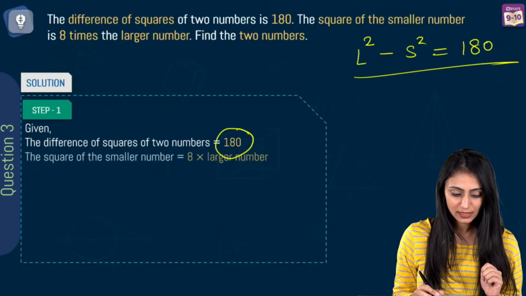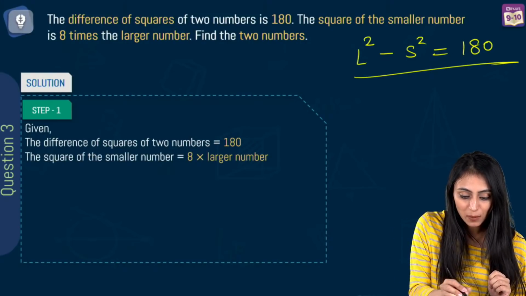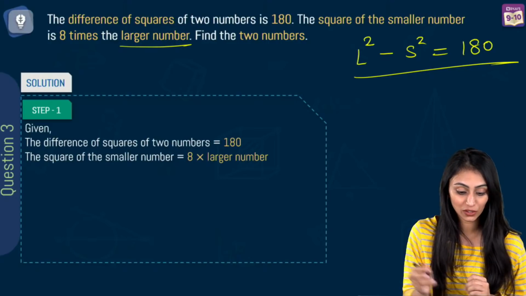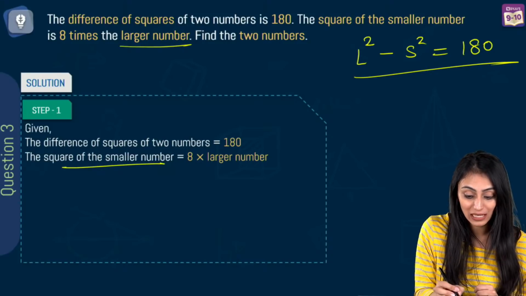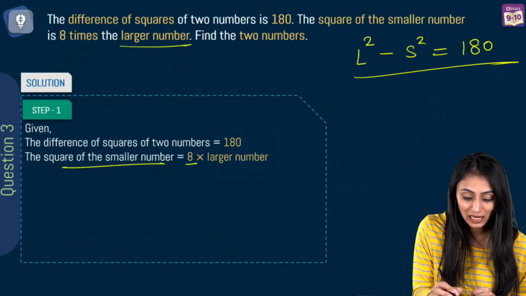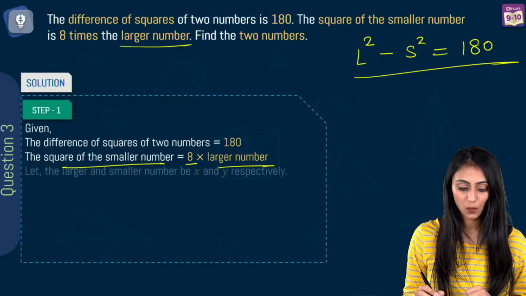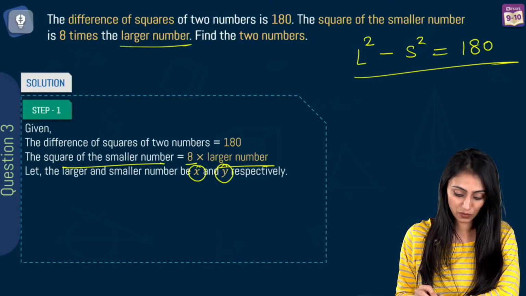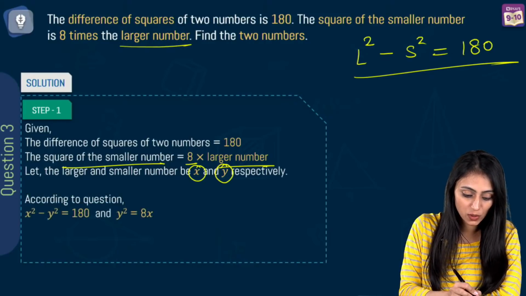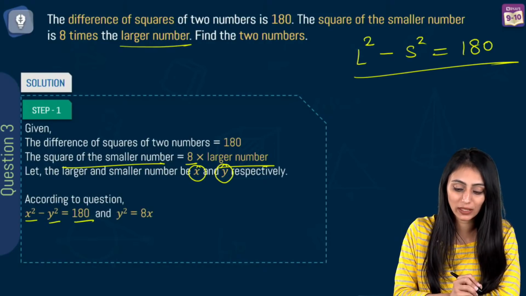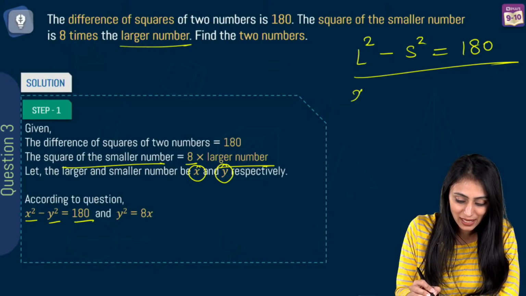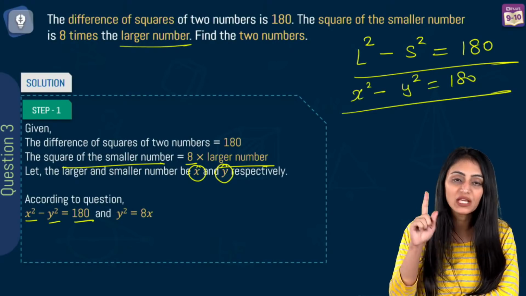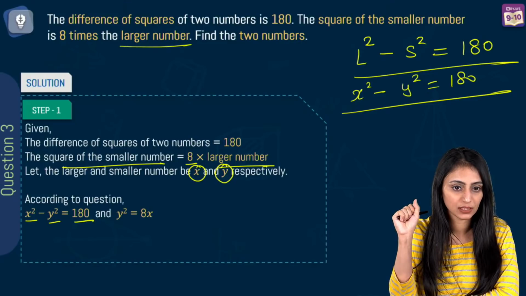It says the square of the smaller number is 8 times the larger number. Only a literal translation of the statement is done here: square of the smaller number equals 8 times the larger number. Now let's say the larger number is x and the smaller number is y. According to the question, x square minus y square equals 180, because the larger number is x and the smaller is y. So we have formed our first equation.